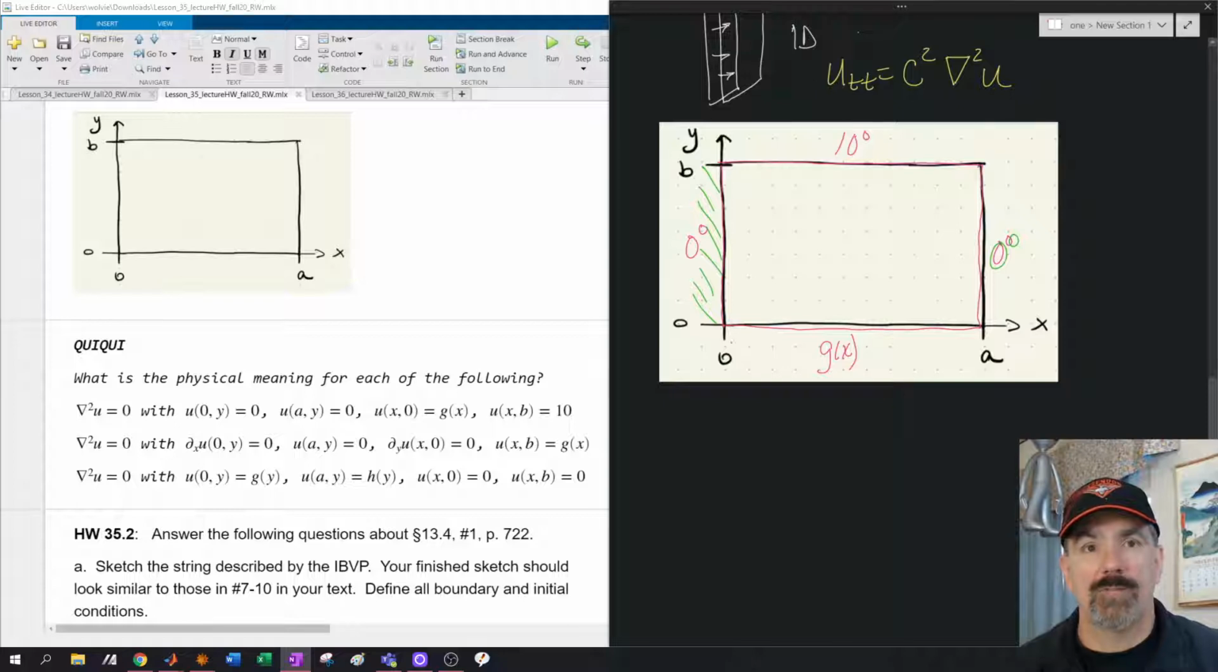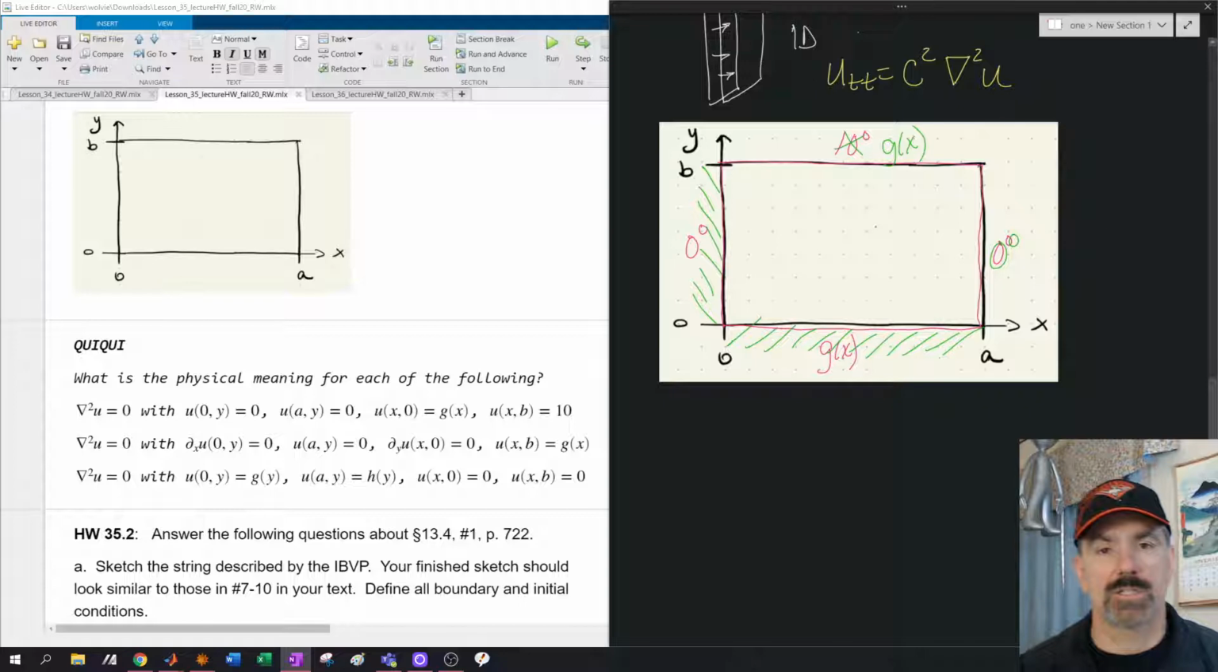Then for all values of x when y is 0 we're insulated. So that would be down here. This edge would be insulated. And then the last one is for all values of x when y is b, we have g of x. So instead of this, we have now g of x across the top. So that's the idea of how to interpret the problem and its associated boundary conditions when we're talking Laplace's equation.